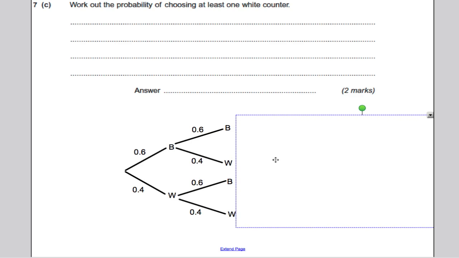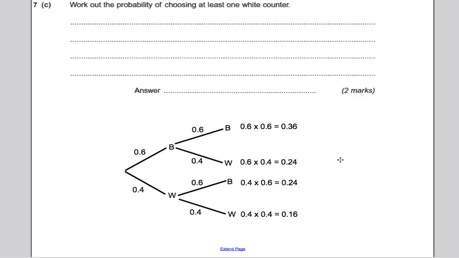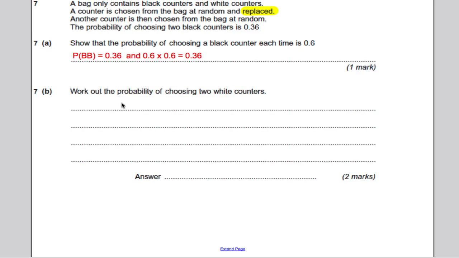And if you work out the probabilities for the end of each set of branches, you'll do 0.6 times 0.6, which will give you the total probability of getting 2 blacks. 0.6 by 0.4 will give you the probability of getting a black and a white, and so on. So multiplying across the branches gives you the final probabilities. So this will help us answer the question.